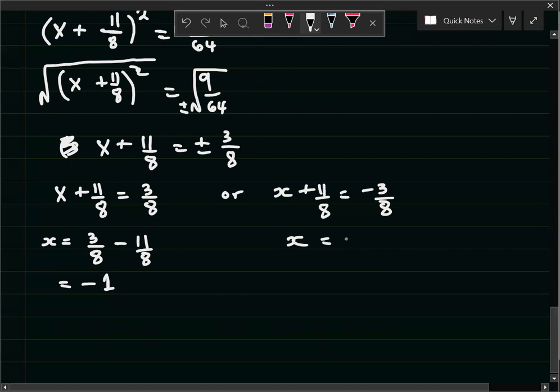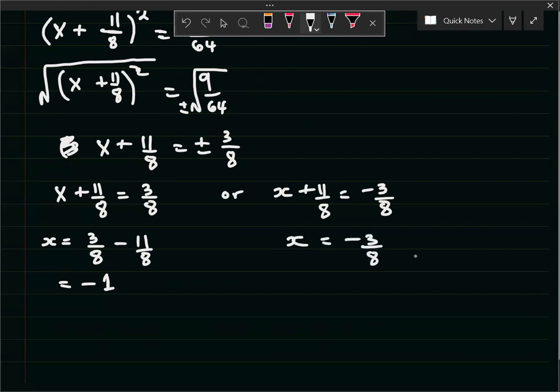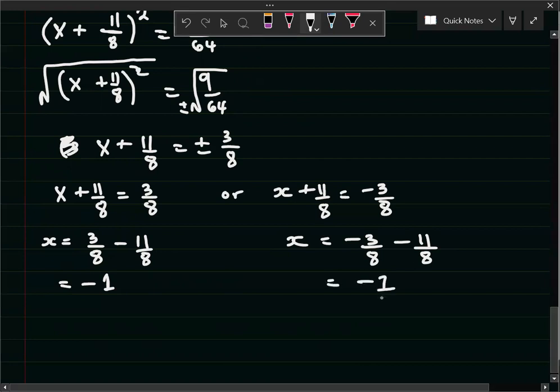Then let's see this side. 3 over 8 minus 11 over 8. Let's see what this one will give us. So if you punch this in your calculator, it must give you negative 7 over 4. Right. Then that's finito. So now we have completed the square.